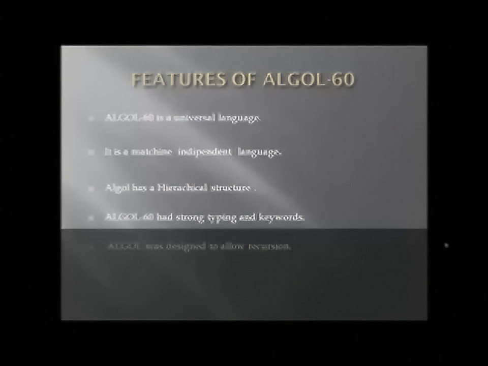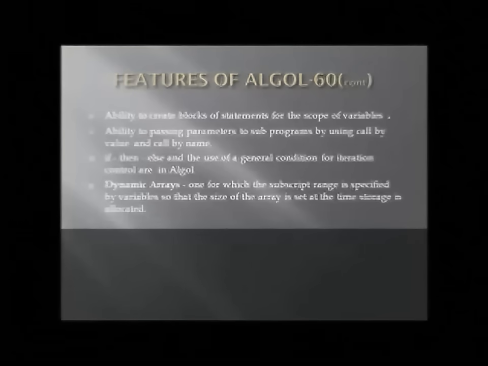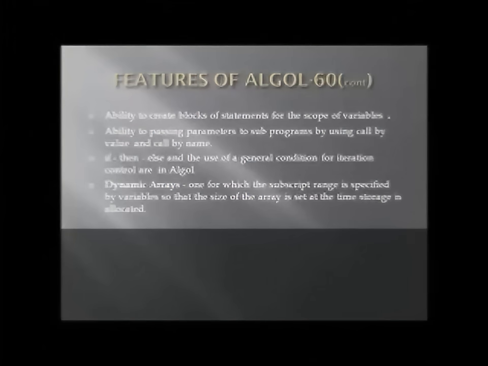There are so many features in Algol 60. Algol has a hierarchical structure, and Algol 60 also had strong typing and keywords. Algol was designed to allow recursion. In addition, the ability to create blocks of statements for the scope of variables is another feature of Algol 60. Also, the ability to pass parameters to subprograms by using call by value and call by name is another feature. And also, if-then-else, and a general condition for iteration control are in Algol.